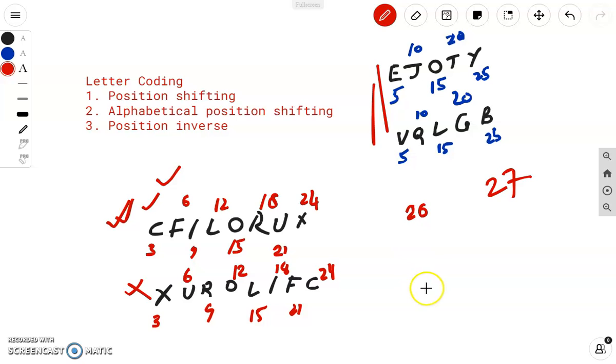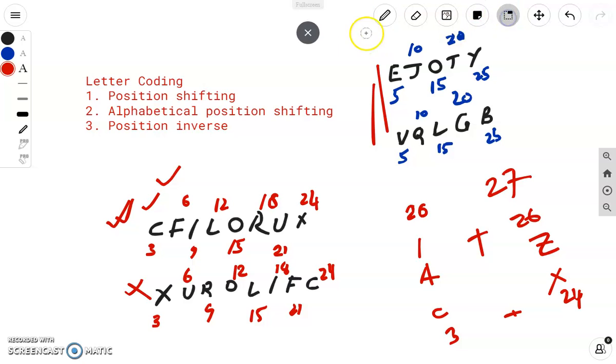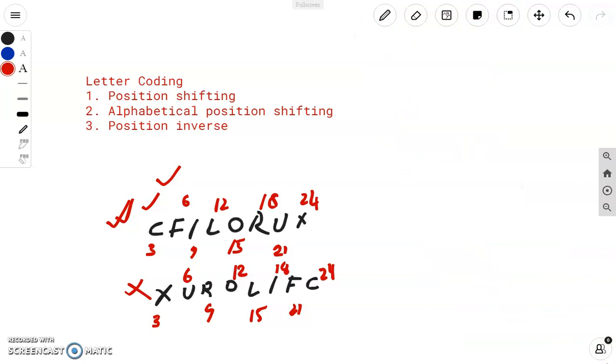You can see A, the mirror place is Z, A's position is 1 and Z's position is 26. If you add them, you find 27. If you see C, C is the third letter, and X is the 24th letter. If you add them, you find 27. This is the rule of 27, which is very important in coding and decoding.